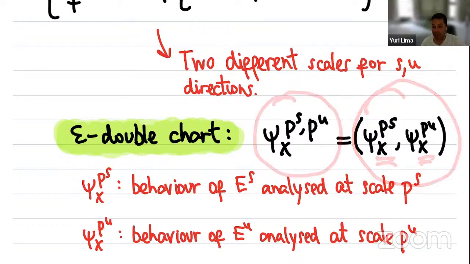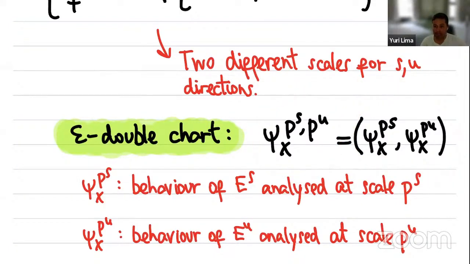But conceptually, what they will do is allow us to analyze the hyperbolic behavior along ES separately from the hyperbolic behavior along EU. One parameter for each of these directions.